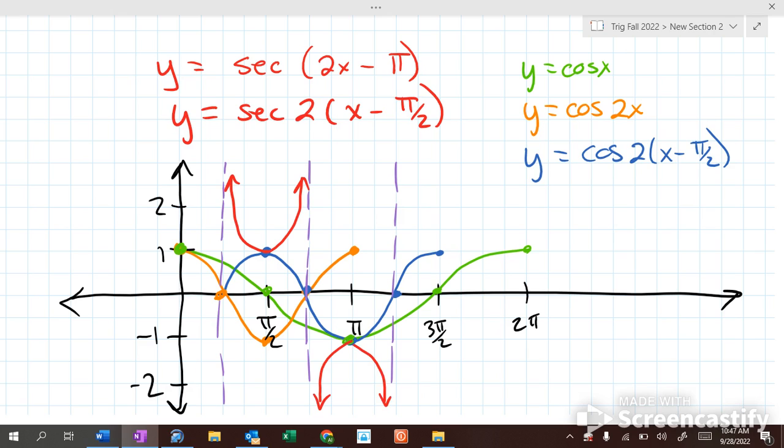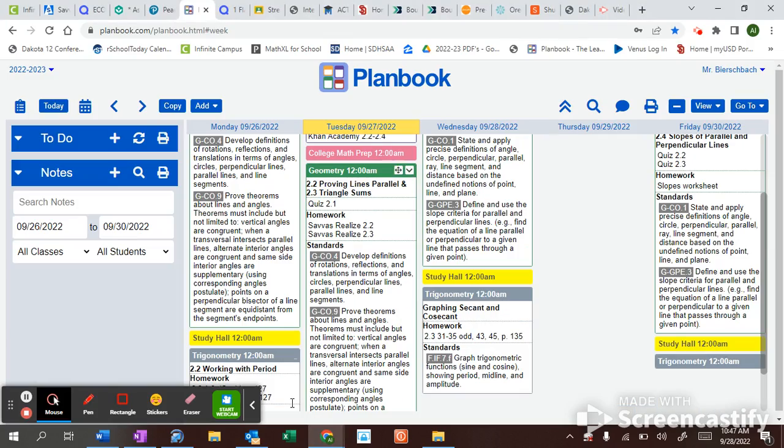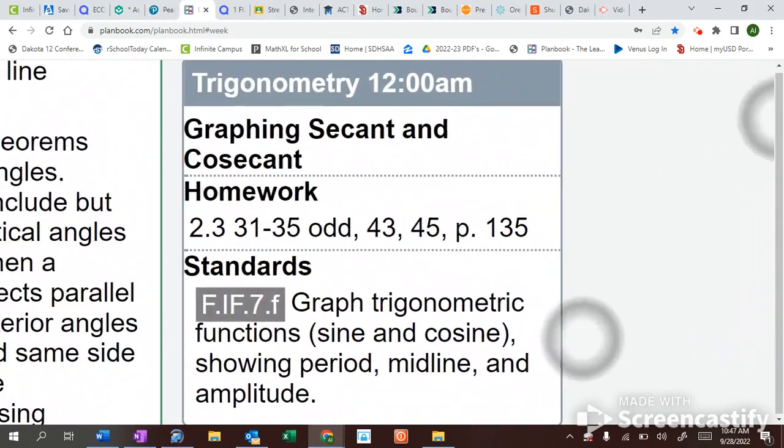Okay? That's the basics of what we're doing today. And there was only one assignment. There's only 5 problems. Okay? So we will get after that. Your problems are right there.